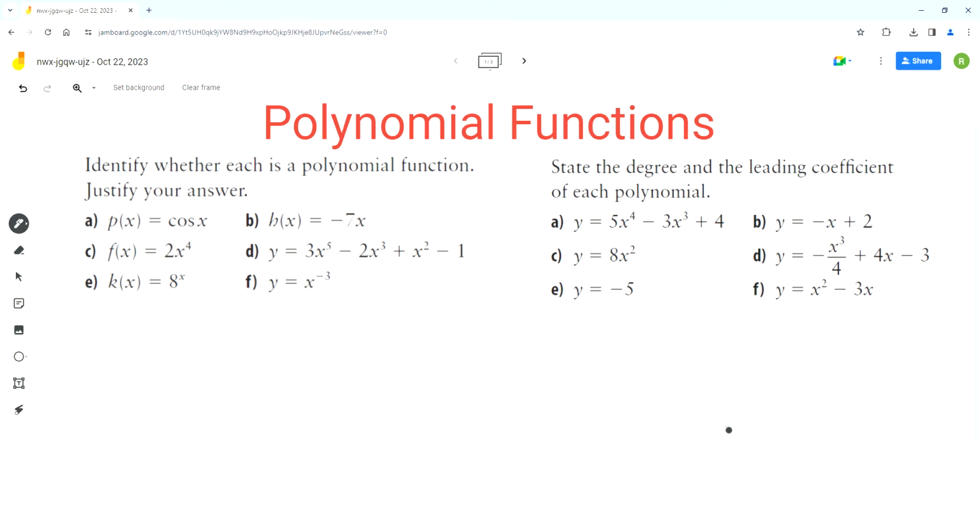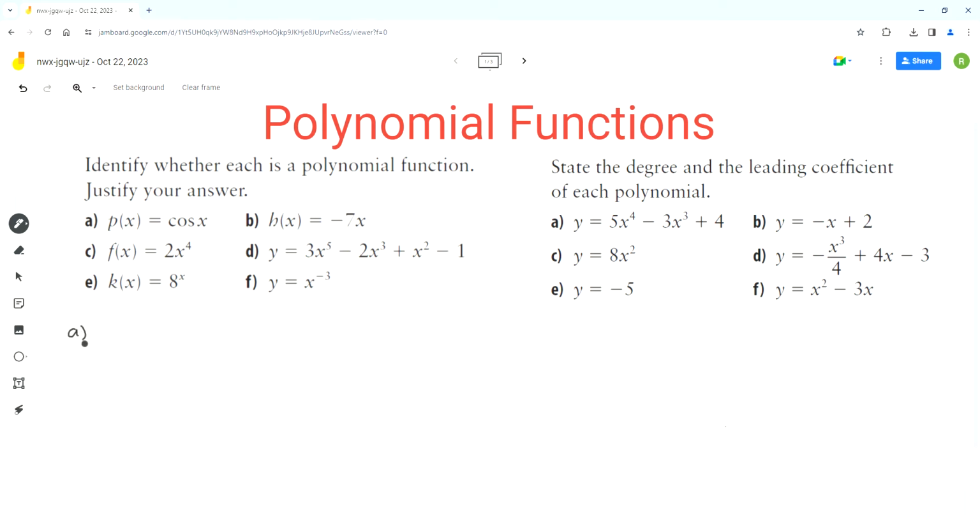So in this video, we'll solve these two problems based on the concepts of polynomial functions. Let's get started with the one on the left side. In this problem, we have to identify whether each is a polynomial function and justify our answer. Now, a polynomial function is a function in which the variable, or the x, has a whole number exponent. A whole number is like 0 or positive numbers, but not decimals or fractions. So let's get started.